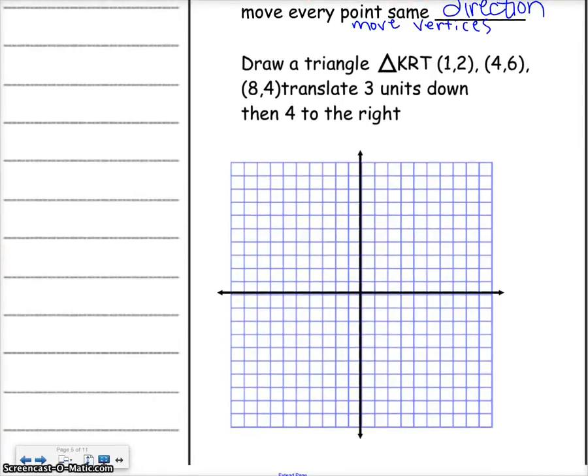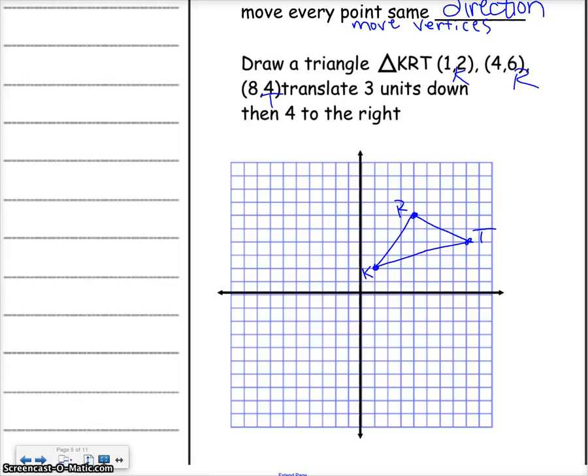So I have KRT. So K is (1, 2). That's my vertex K. R is (4, 6). Always starting at 0, of course. 1, 2, 3, 4. 1, 2, 3, 4, 5, and 6. So this is my vertex R. And T is (8, 4). 1, 2, 3, 4, 5, 6, 7, 8. 1, 2, 3, and 4. So this is vertex T. Connect them.